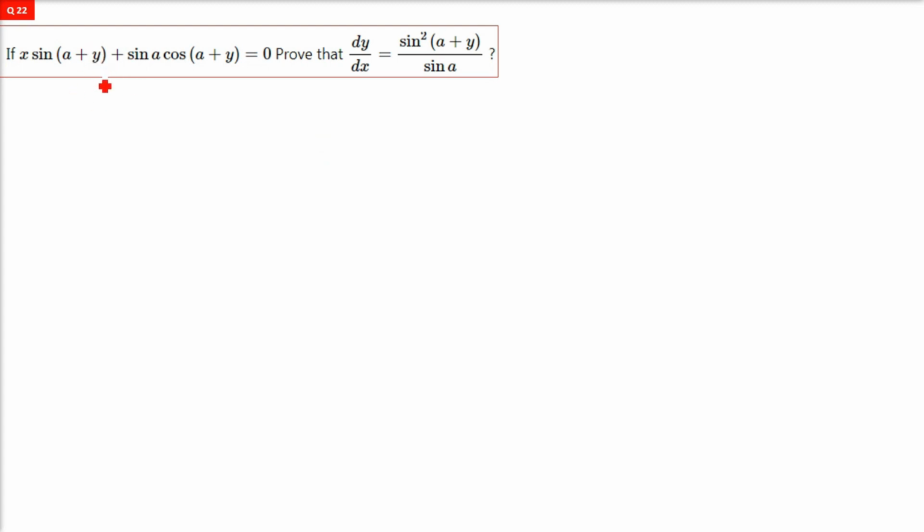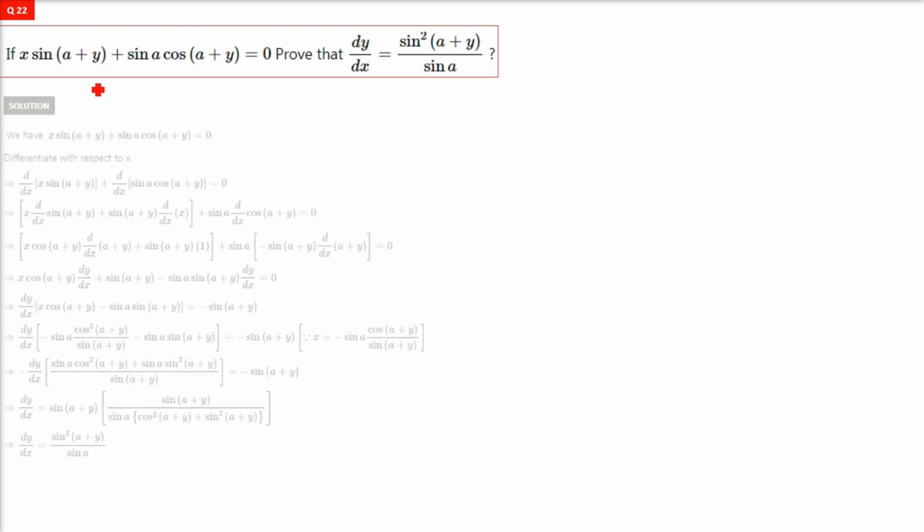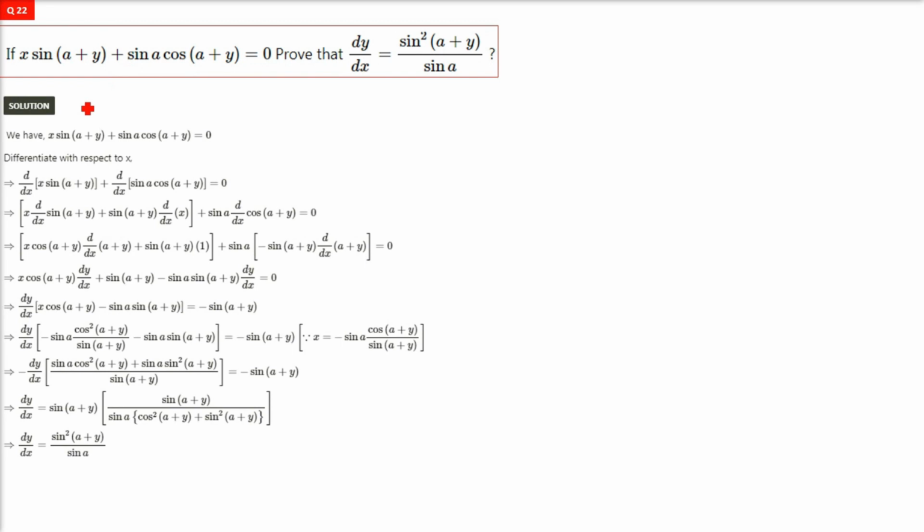If x sine(a+y) plus sine a cos(a+y) is equal to 0, we have to prove that dy/dx is equal to sine square(a+y) by sine a. Here also there is no x on the right hand side if you see dy/dx. So first differentiate. The basic thing is to differentiate. So x.